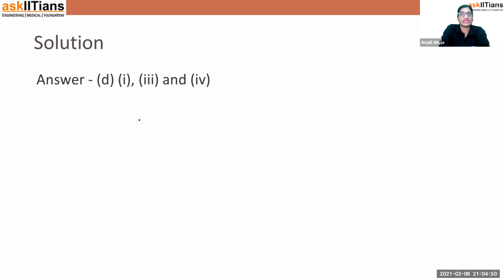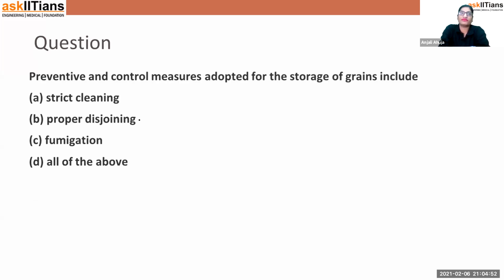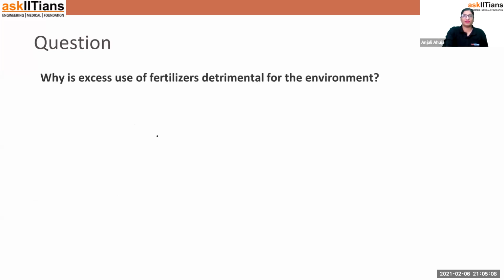Yeah, that's another thing. Preventive and control measures adopted for the storage of grain include strict cleaning, proper drying, fumigation, all of the above. Wait, that question should be in the last part. No? All of the above, I don't have to say.